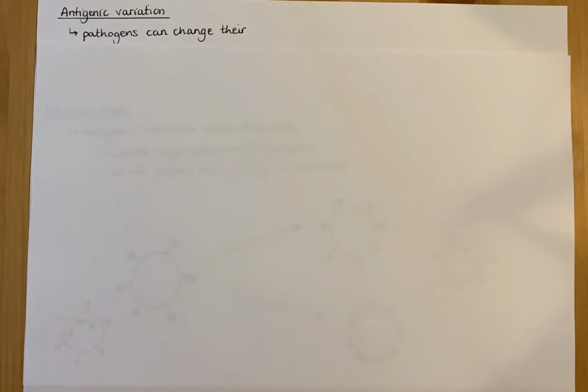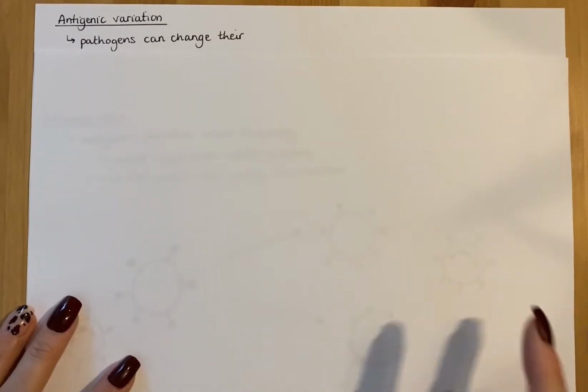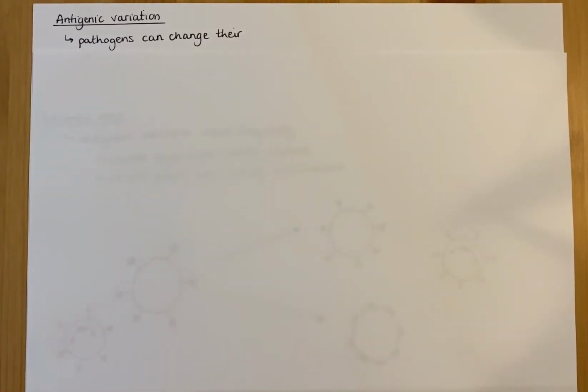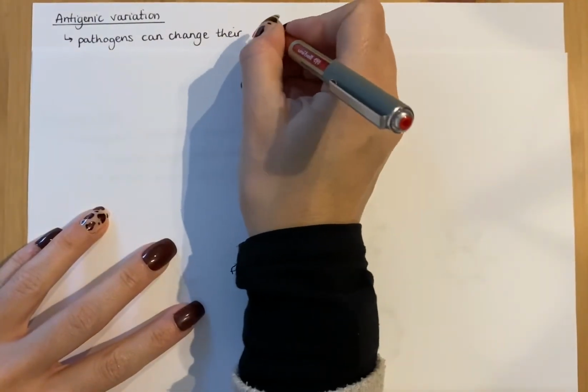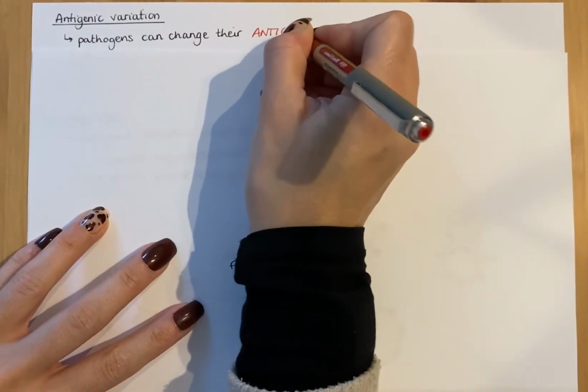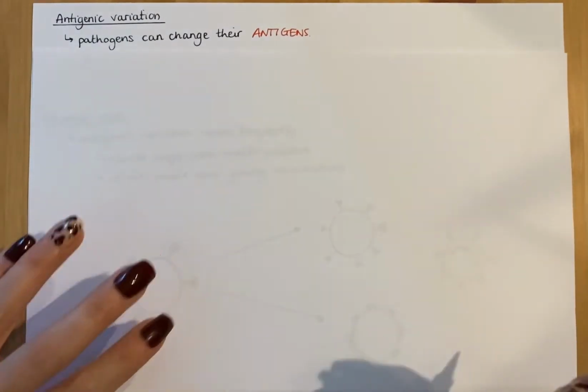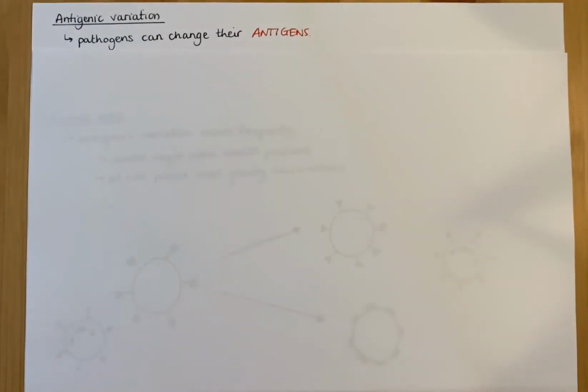Okay, so we've talked about antigens quite a lot and you really need to know the definition of this by now. So antigens are the proteins on the surface of pathogens. Okay, they're proteins on a cell surface that will then determine whether something's foreign or not foreign. Okay, so pathogens can change their antigens. So pause for a second and think about why that's a problem.